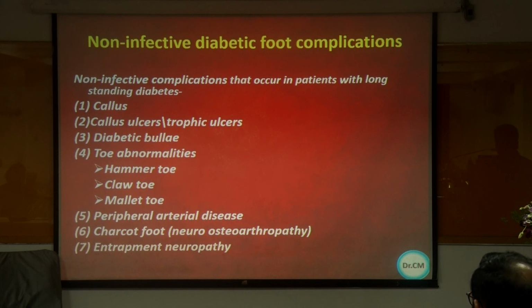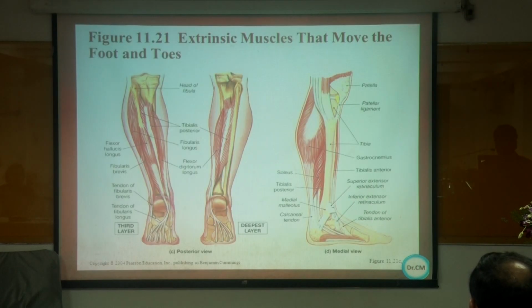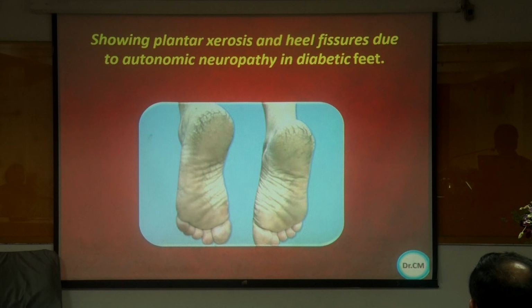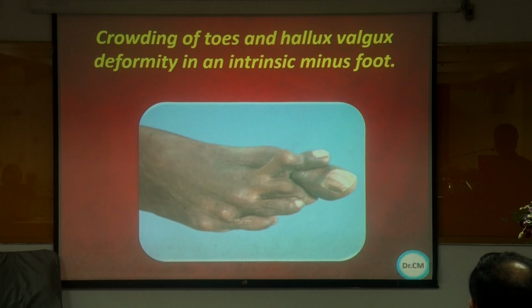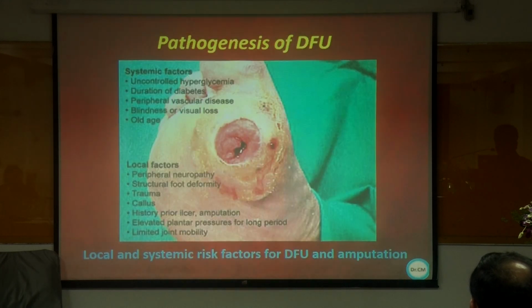Yes, we know infection is one of the main causes of foot ulcer. Now we would like to focus on non-infective causes of diabetic foot complications. That is, callus ulcers or trophic ulcers, diabetic bullae, and toe abnormalities, that is hammer toe, claw toe and mallet toe, and PAD, Charcot foot, and entrapment neuropathy. This one shows the plantar xerosis and the heel fissures due to autonomic neuropathy in diabetic feet, crowding of the toes and the hallux valgus deformity in a motor neuropathy patient, intrinsic minus foot.